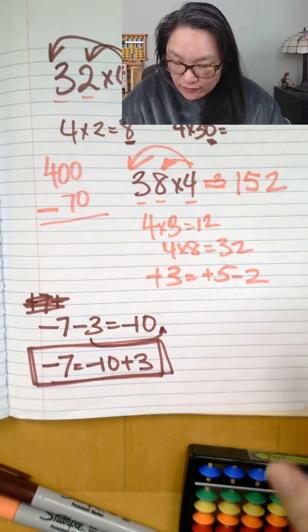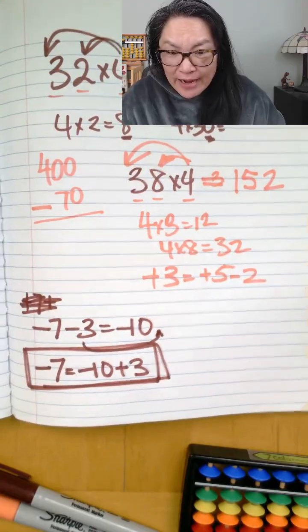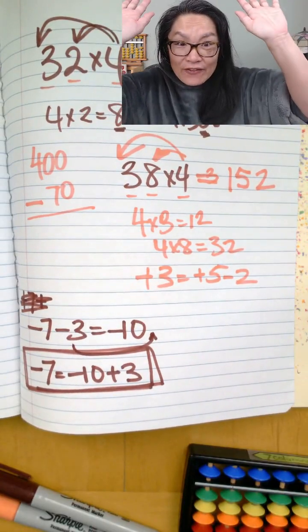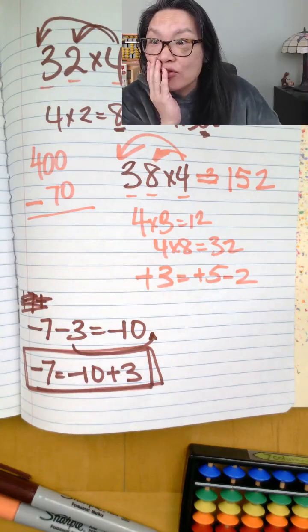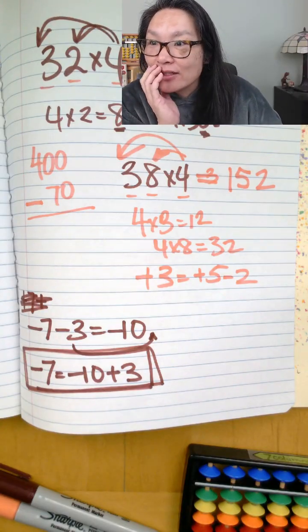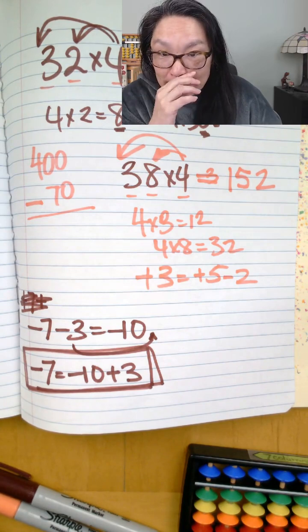So let's do some division. Let me find division. I know, right? I have 11K. I'm so great. This is nuts. Thank you so much for all the hearts.